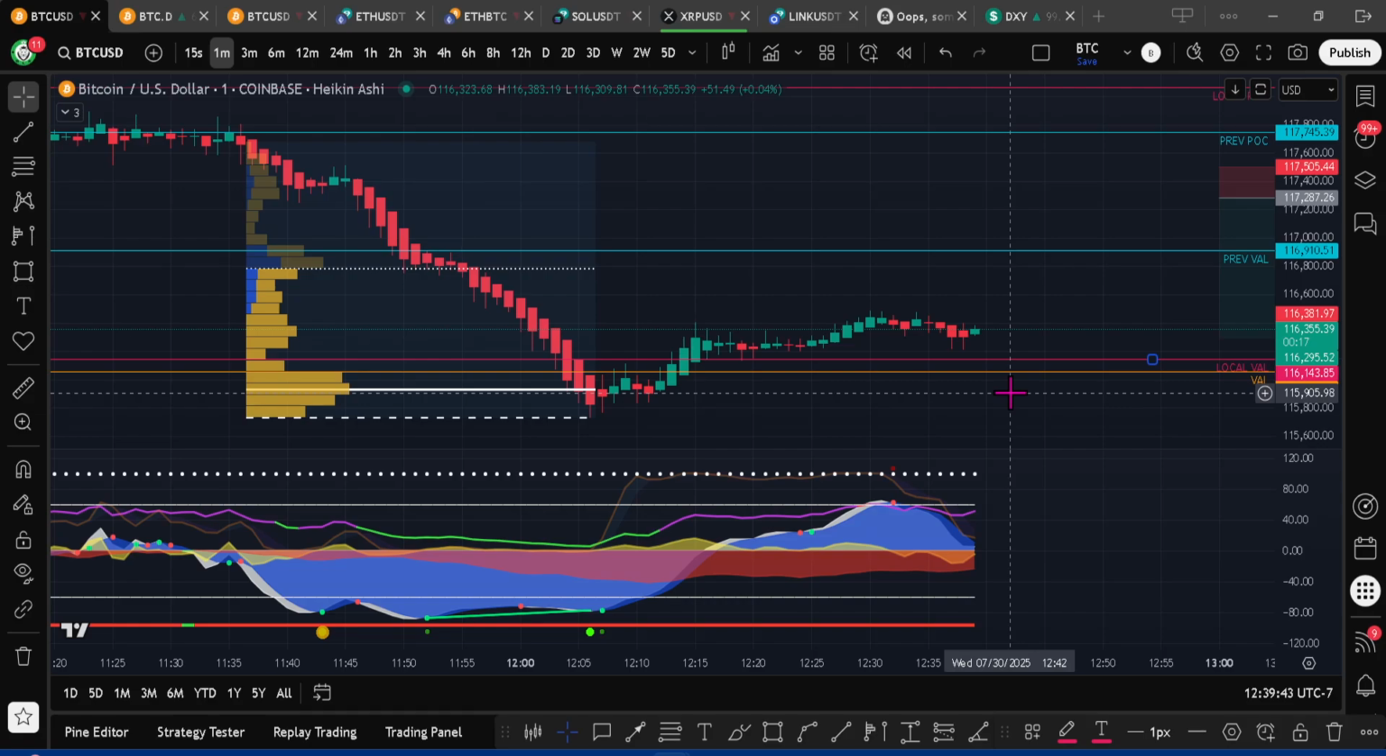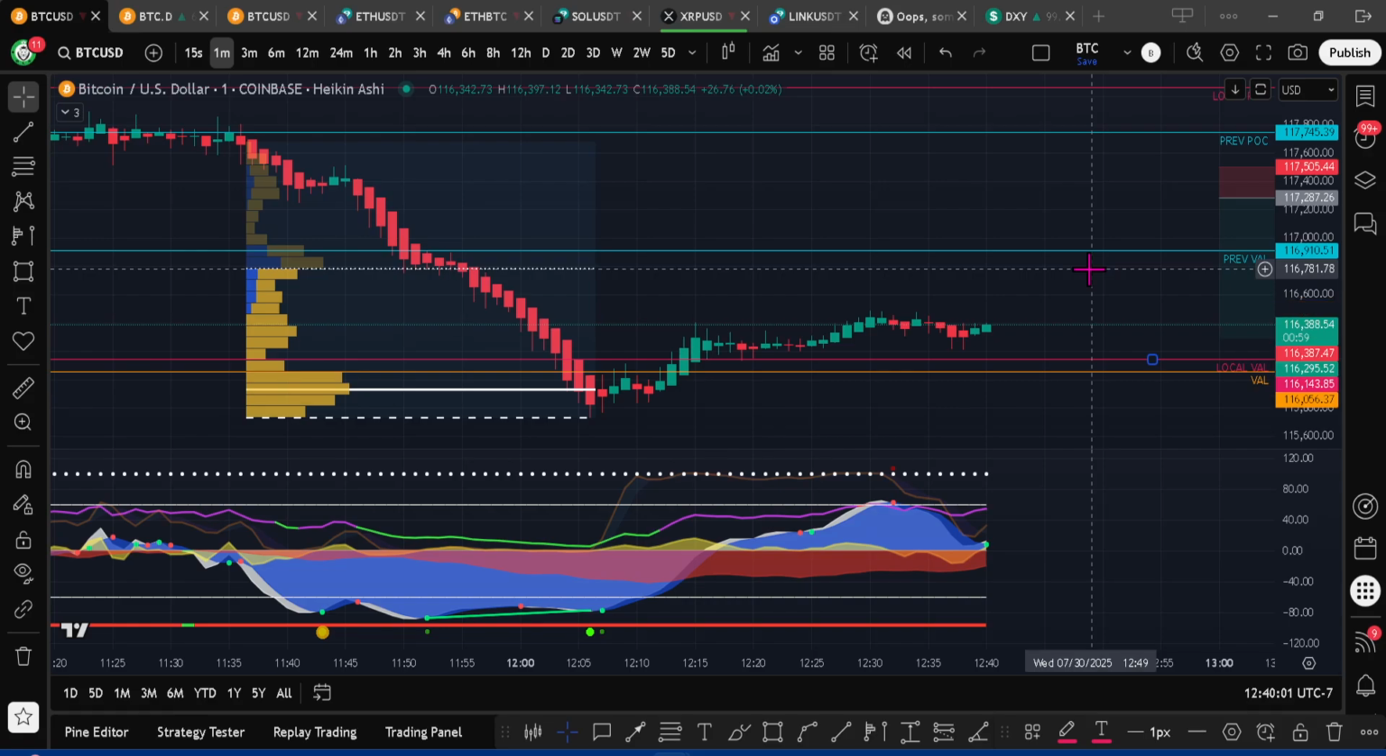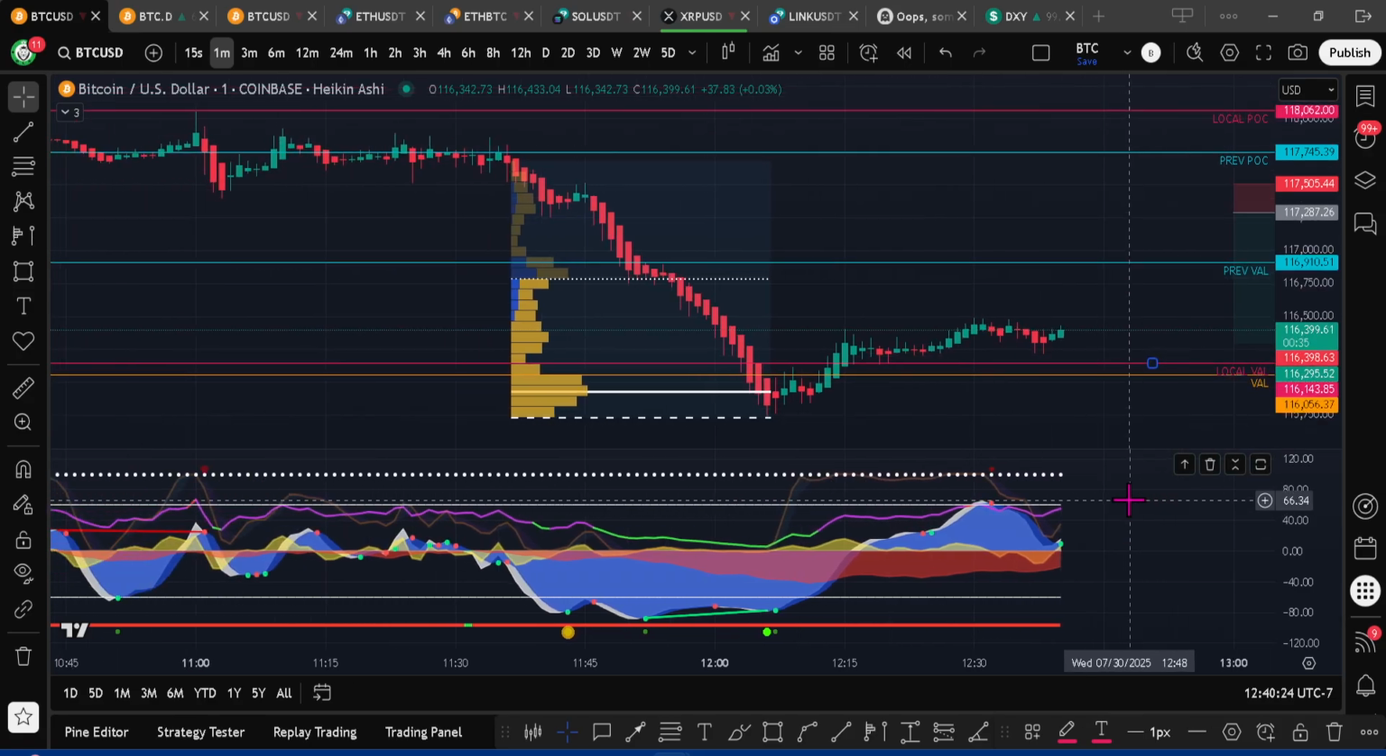This is a tough one. Even if we do hit this target, 116,700, this level is excruciating. So we got a green dot on the 1 minute for a continuation. What that usually tells me is we could hit these resistance levels and then pull back again for a stronger support level.